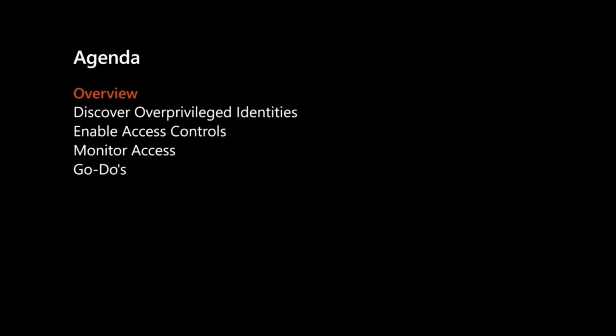So first, we'll kick it off with a broad understanding of why all of this matters and how y'all can go about securing generative AI apps. Then we'll delve more deeply into how to discover overprivileged identities, as well as how to enable access controls and to monitor access after you've enabled those controls. And then finally, we have a few go-dos at the very end that'll simplify your journey to wrap things up so you can go forward.